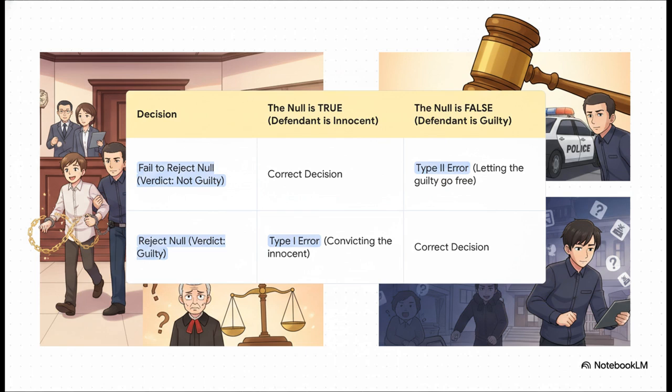The other mistake is a type 2 error. This is the opposite. It's when we fail to reject the null hypothesis, even though it was false. This is like letting a guilty defendant walk free because we didn't have quite enough evidence to convict.